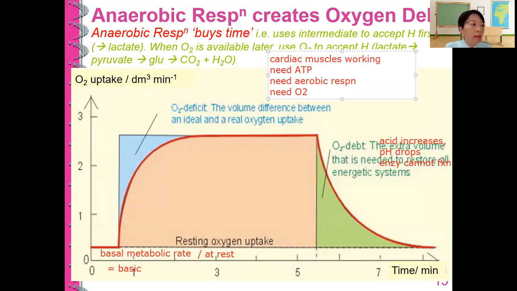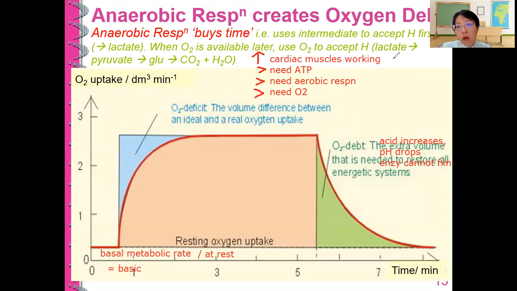Then you start to exercise. At this point here, you start to exercise. When you start to exercise, the amount of work done by your cardiac muscle will increase, because now not only is your heart pumping, your skeletal muscles start to contract. So you need more ATP, which means you need more aerobic respiration to produce the ATP, and you need more oxygen for the aerobic respiration.